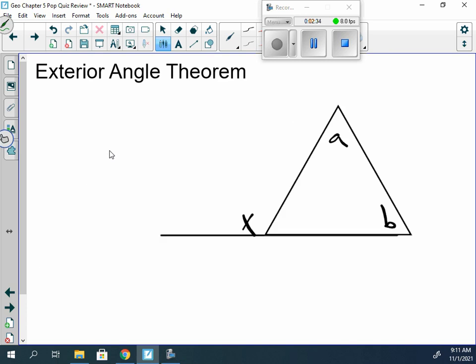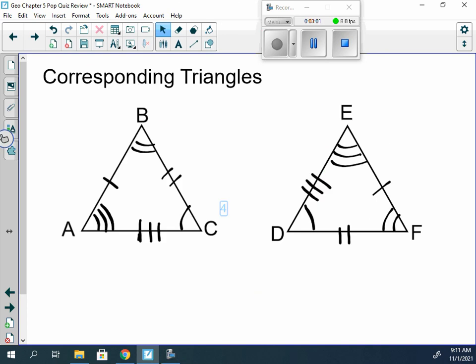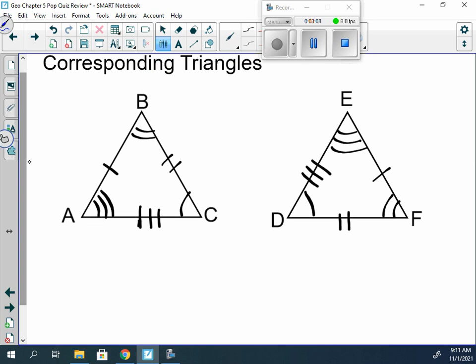Because we also had the exterior angle theorem, which stated that the exterior angle is equal to what? The sum of the opposite 2 interior angles. So whatever the exterior angle is, it's going to equal the sum of the opposite 2 interior. So these 2 angles added together would give us the same as the exterior. Any questions on this so far?